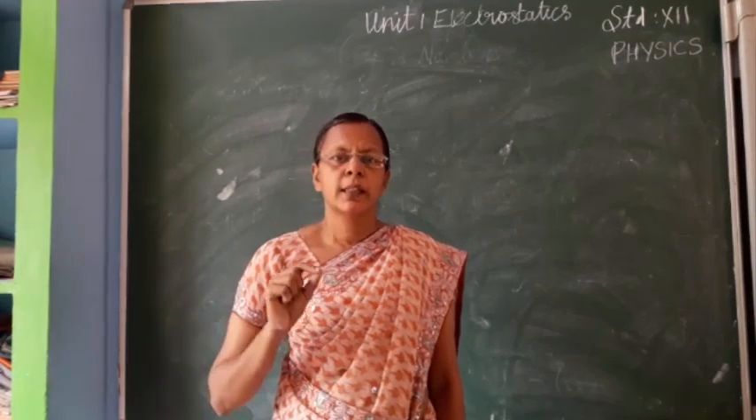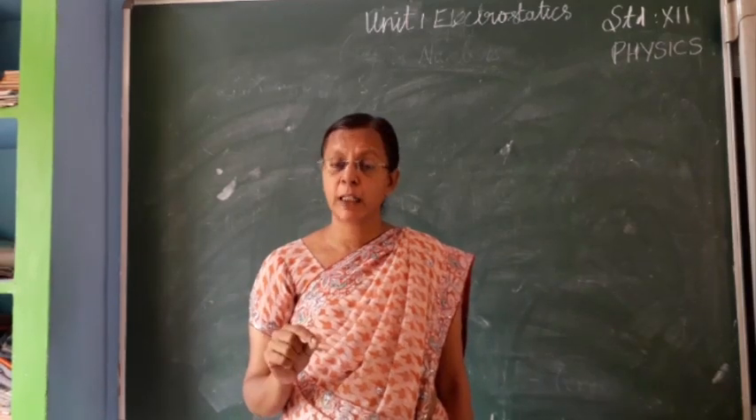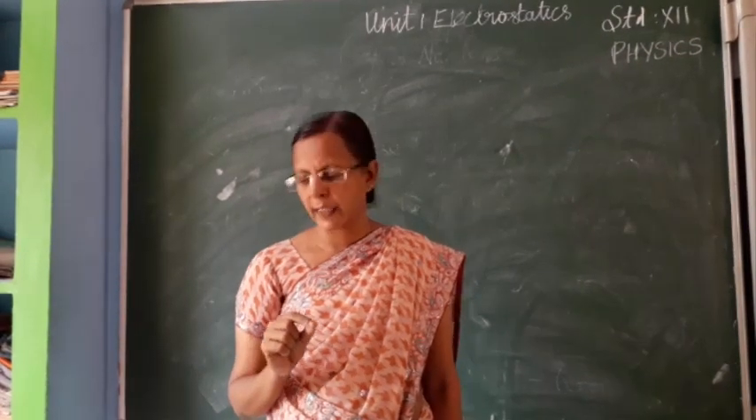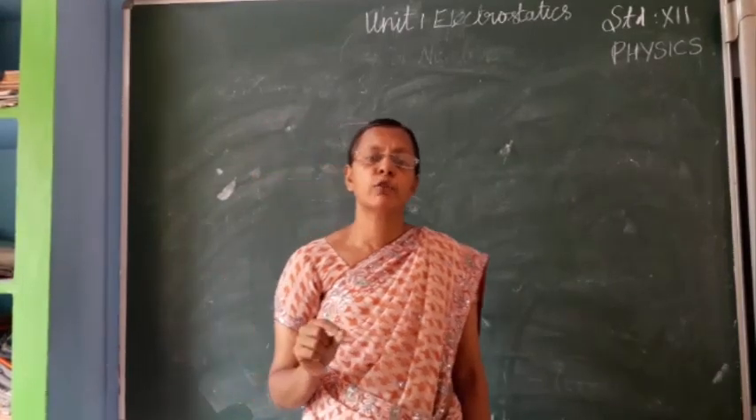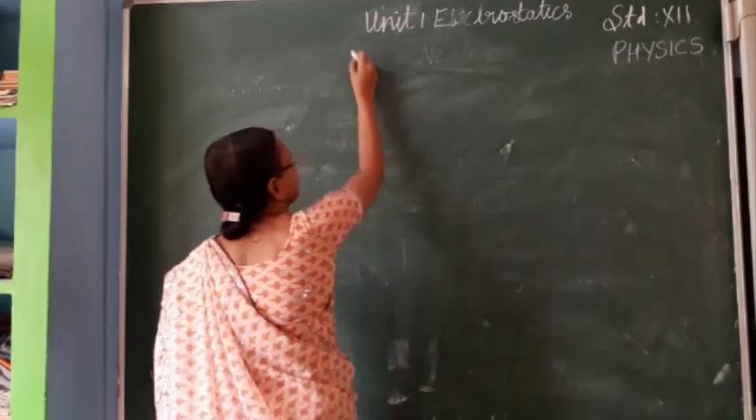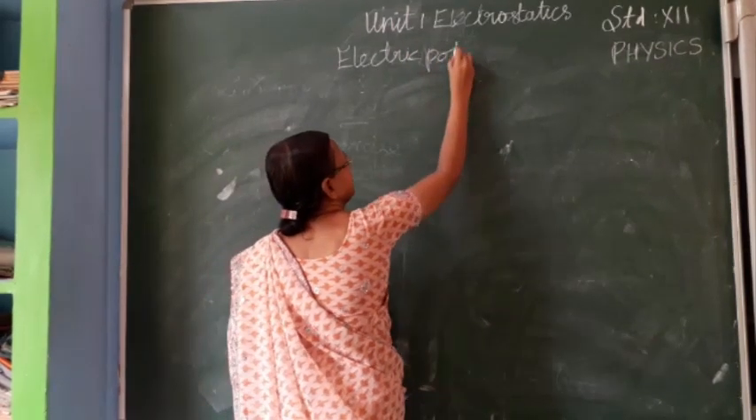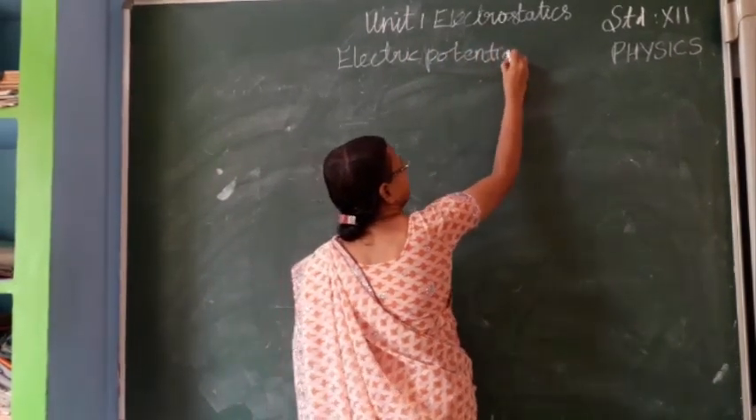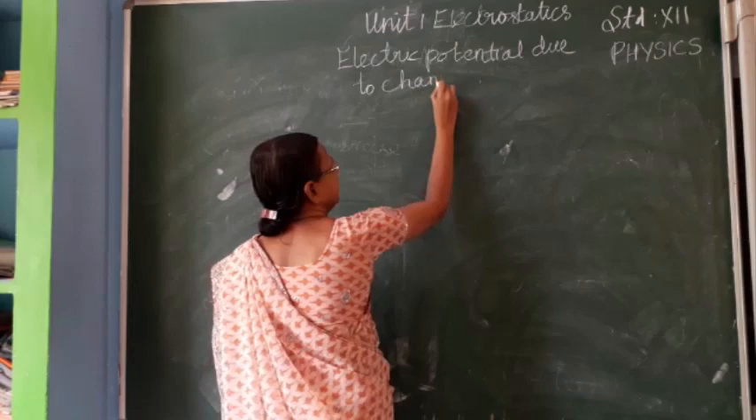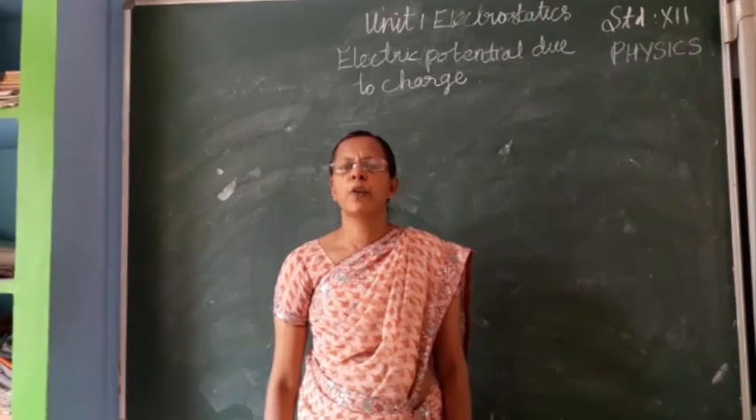Am I correct? This electric potential has the SI unit. The SI unit of electric potential is joule per coulomb. We have learned this in the last class. Okay. Today, I am going to teach electric potential due to a point charge. Electric potential due to a point charge.